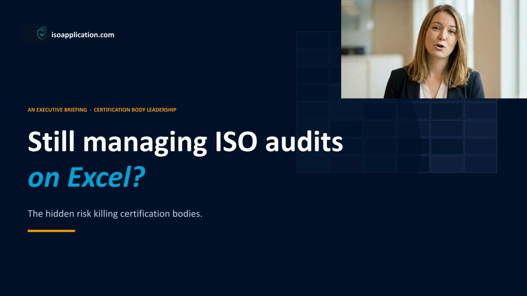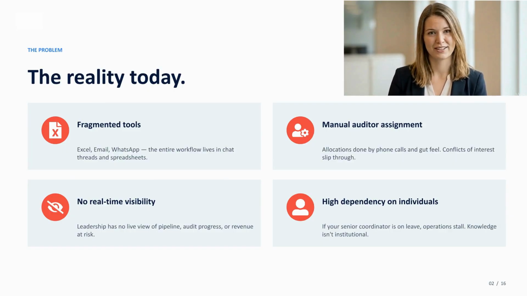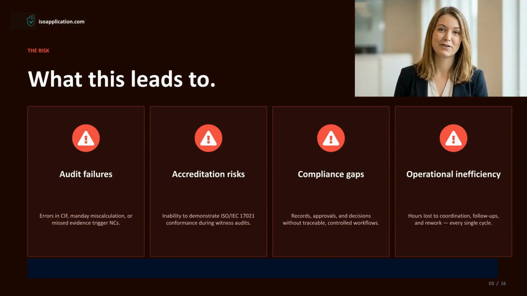Are you still managing ISO audits on Excel? Many certification bodies are, and this represents a hidden risk that can jeopardize your operations and compliance. The current reality is often fragmented and manual. Workflows are spread across multiple tools like Excel, email, and chat, leading to fragmented tools and a lack of real-time visibility. This fragmentation leads to significant risks, including audit failures, accreditation risks, compliance gaps, and operational inefficiency through lost hours and rework. This is a direct business risk.